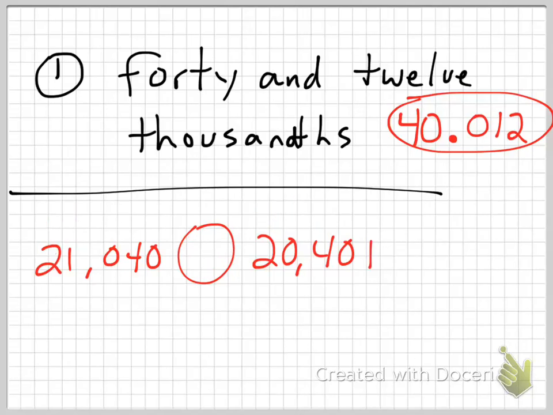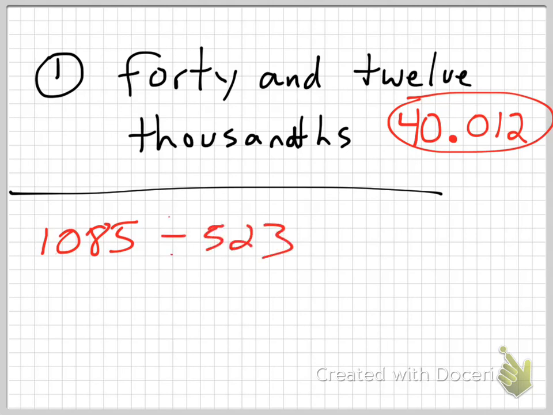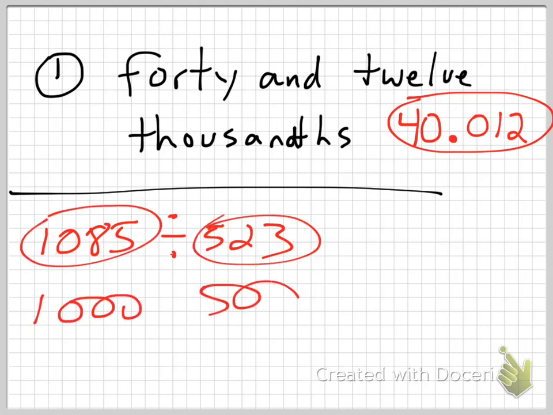Number 6. $1,085 divided by 523. Number 6, it says to estimate, right? The only answer I'm taking here is this is close to 1,000. This one's close to 500.